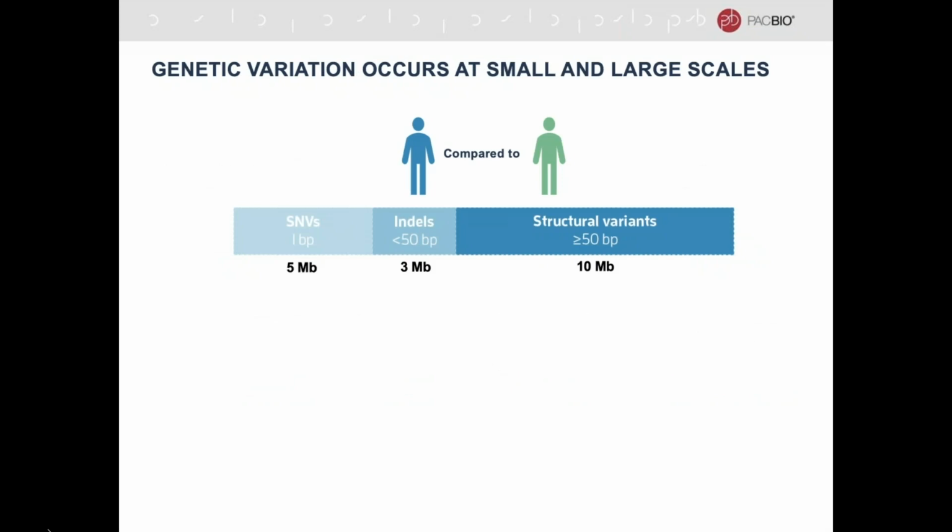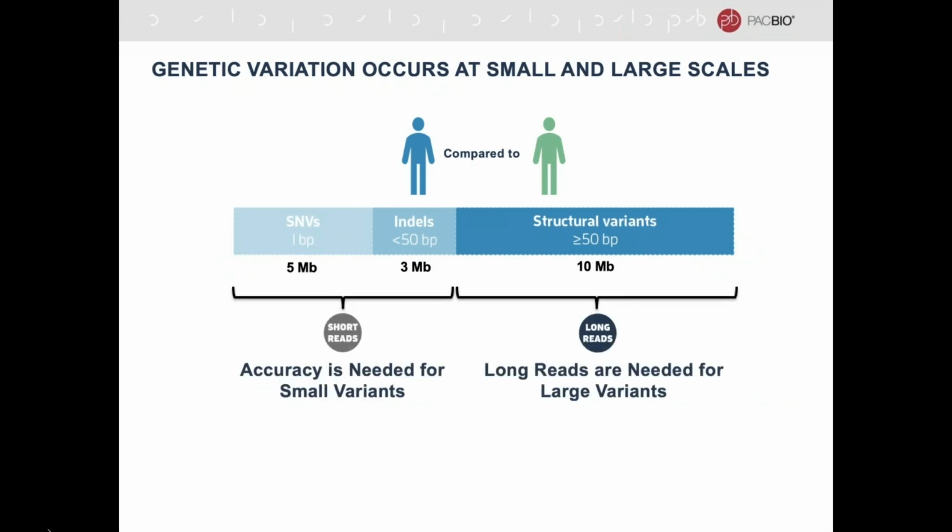So when you look at these on a scale, generally you had to break these up into 2 different technologies. To be able to find those shorter variants, the SNVs, which are 1 base pair, or the indels, which are less than 50, you needed really high accuracy to be able to call those. So you had to use short read technology. And then for structural variants, which are greater than 50 base pairs, you need the long reads to be able to span that entire structural variant to properly call that. So you had to use long read sequencing.